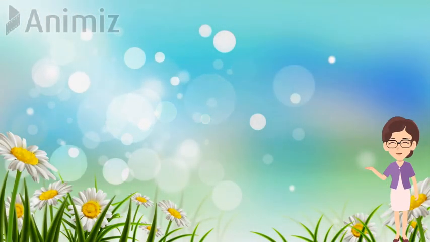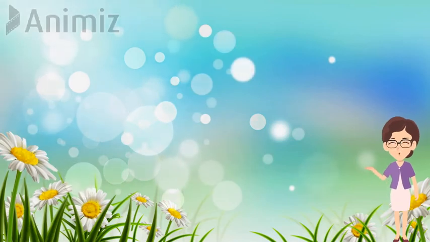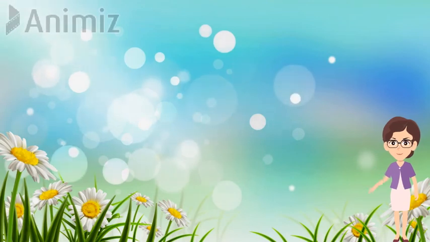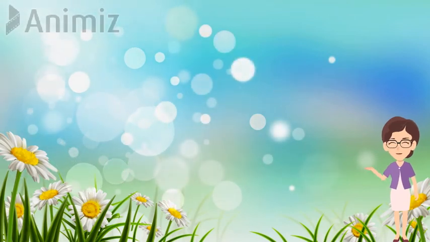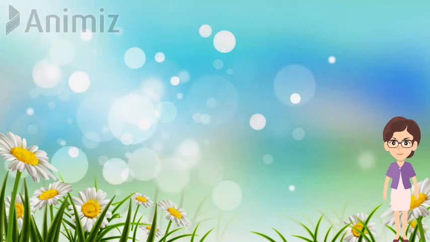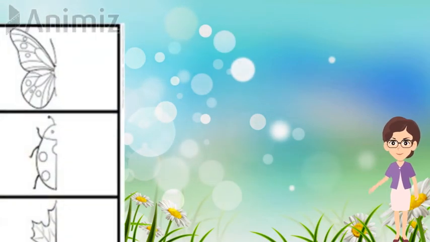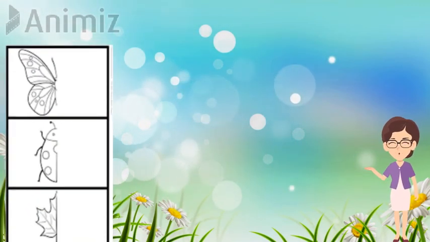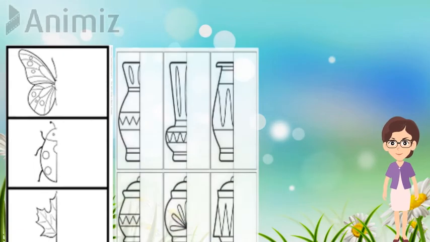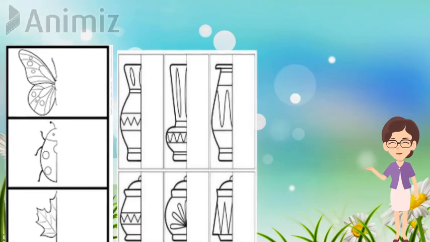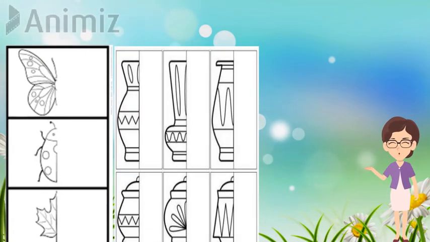Now, look at the figures. You have to do these two activities in your notebooks today, and we will discuss 1/4, half, 1/3 and 1/6 turns in this chapter in the next class. By then, do both of these activities in your notebook, in which you have to draw the other half of the figure.